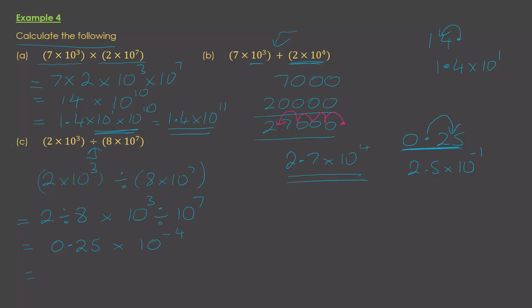So what we have is 2.5 times 10 to the -1 times 10 to the -4, and then using the multiplication index law just here, that is going to be 10 to the -5.